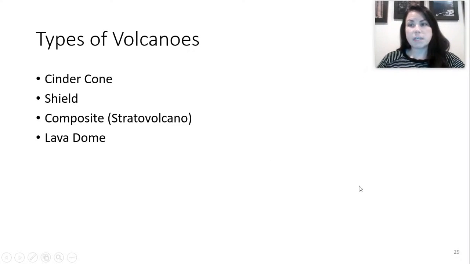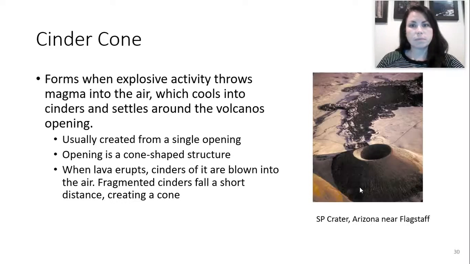Okay, let's talk about the different types of volcanoes. We have cinder cone, shield, composite or stratovolcano, and lava dome. First, cinder cone. This is formed when explosive activity throws magma into the air and it cools into cinders and settles around the volcano.